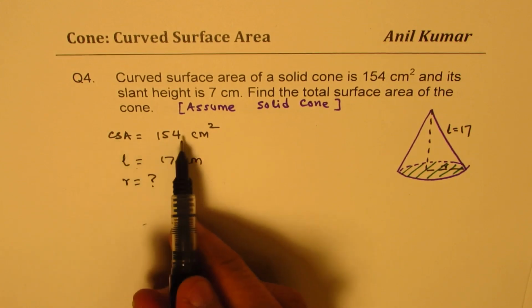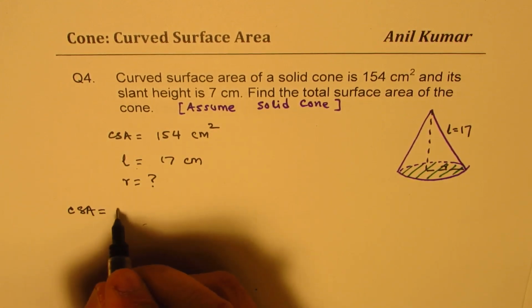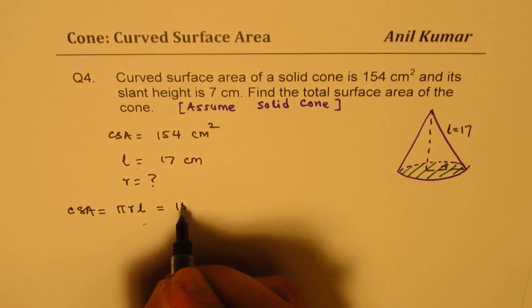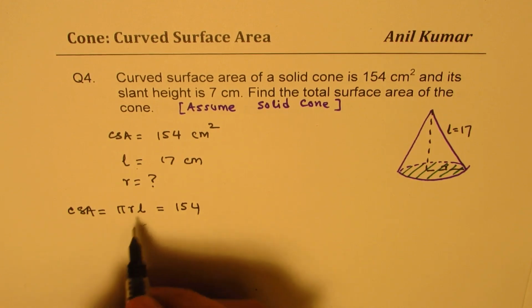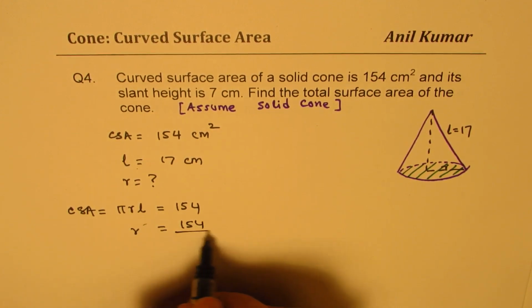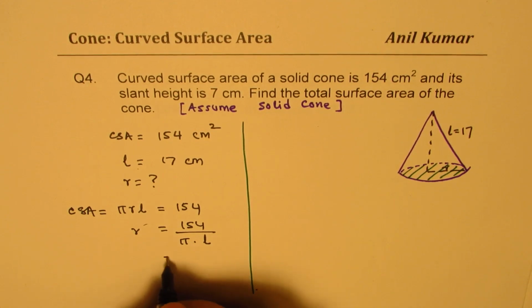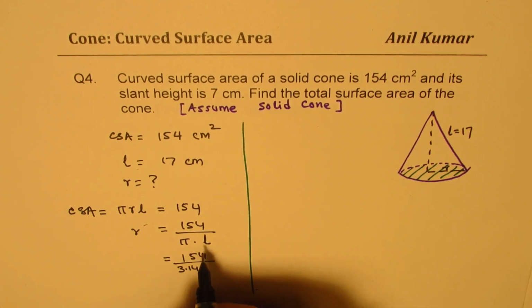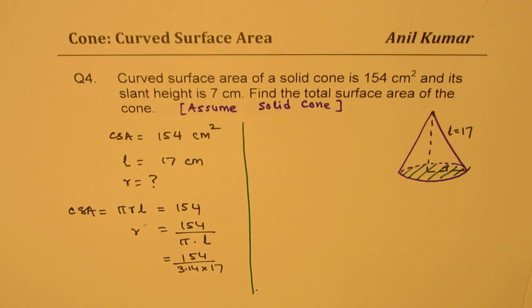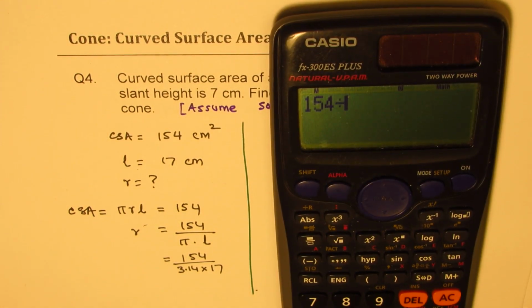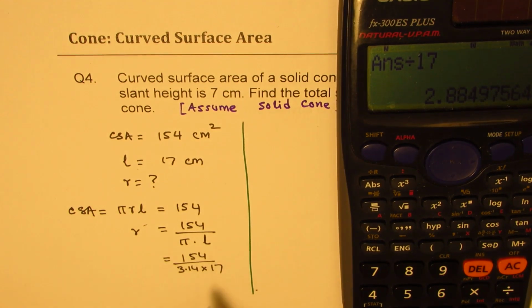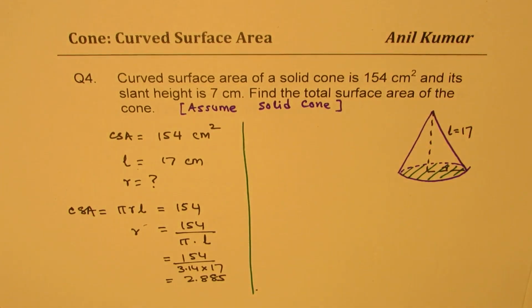This we can find from the curved surface area, since we know that curved surface area is pi r L, and that is equal to 154, correct? So we can substitute what we know, and we can find R as 154 divided by pi times L. Do you see that? In this case it will be 154 divided by 3.14 times L, which is 17. So let's calculate. 154 divided by 3.14 divided by 17 is equal to 2.885. So we'll just use 2.885 for the time being.